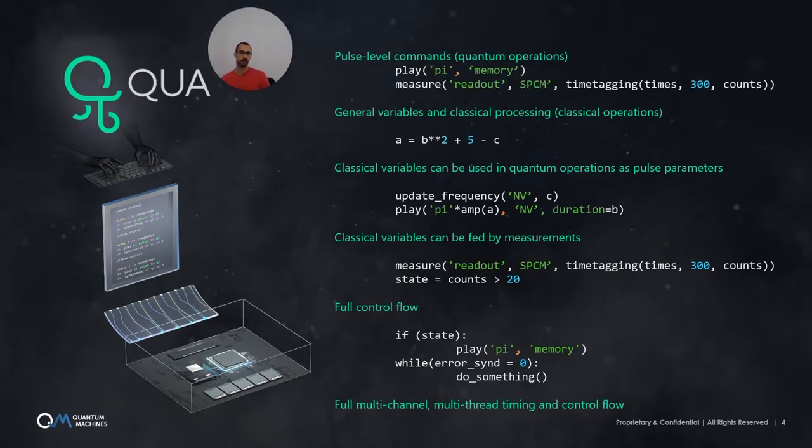You have variables that you can use in real time to do classical operations. This is how we can do Bayesian estimation, for example. And we have various other stuff. We can change the frequency, the amplitude, we have control flows, and so forth, and all of that in real time. Let's delve into the more interesting things.